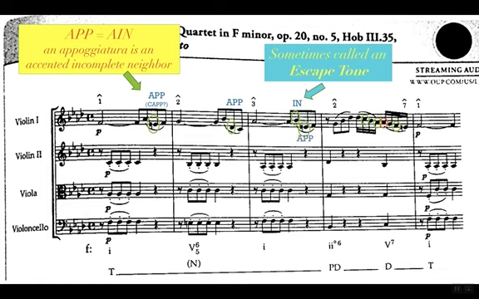Yeah, sometimes called escape tone. That E is an appoggiatura. And then in the G diminished chord that's here, the D flat and B flat are chord tones. The one in between, the C, is a non-chord tone, so that's just passing.